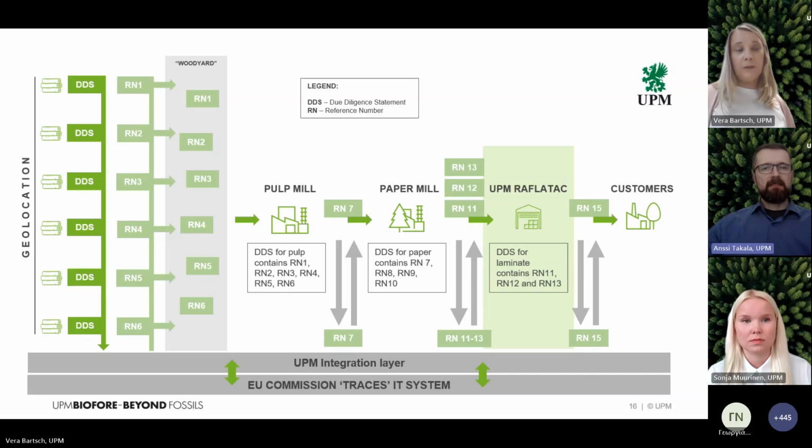As a result, EU Traces will have a complete link path from goods you receive from us to geolocations of harvested wood. In the example illustration shown here, Raflatac has delivered goods to a customer and created reference number 15 for the shipment. This reference number 15 has linked reference numbers 11, 12 and 13. Those Raflatac has received from vendors. And so path continues all the way to geolocations of harvested wood. Next, let's take a look of a high-level development plan we have.